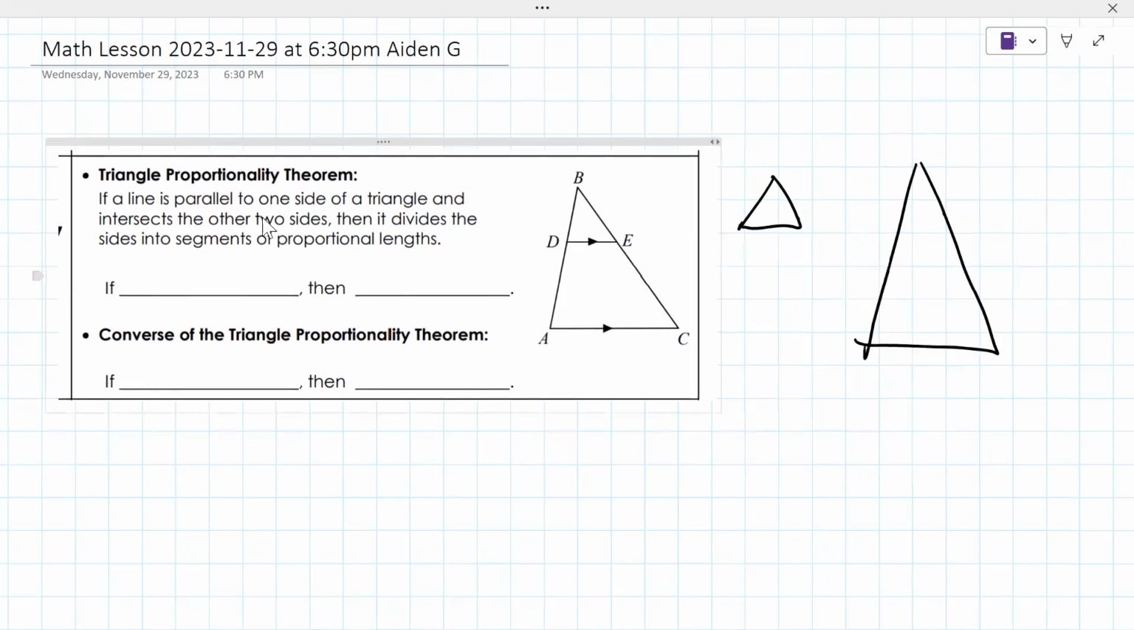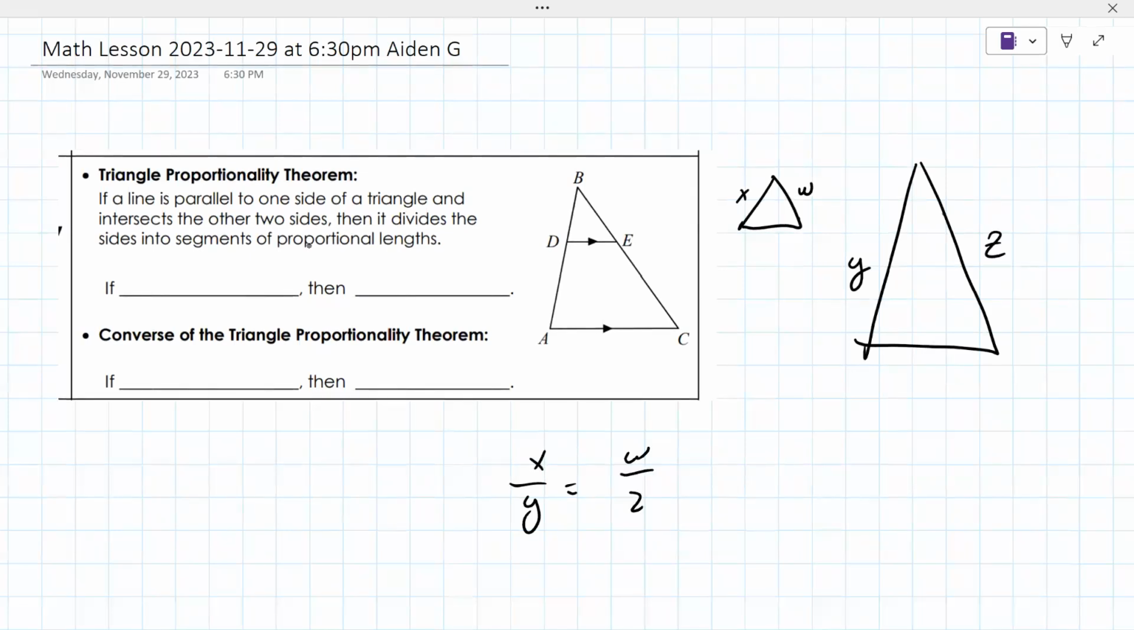The line is parallel to one side of a triangle, intersects the other sides, and divides the segments into proportional lengths. What they're saying here is that it's always the part to the whole. So there's a ratio here. I'll call it x to y equals w to z. You want to think of it as the small triangle to the large triangle.